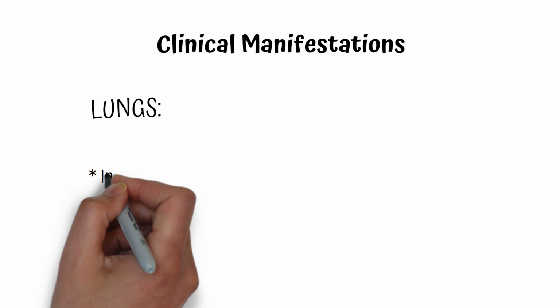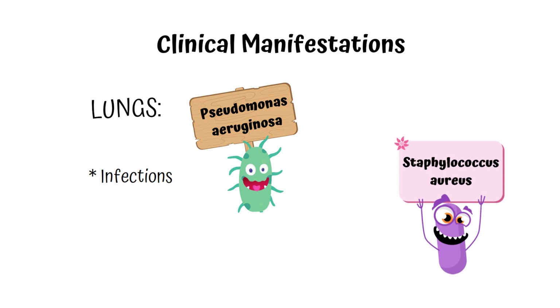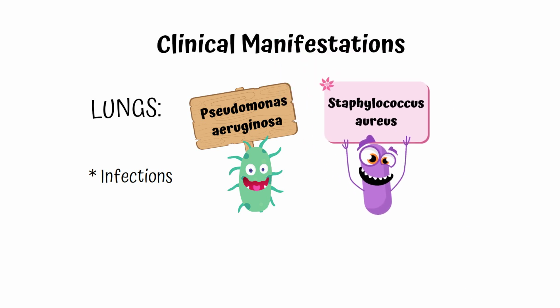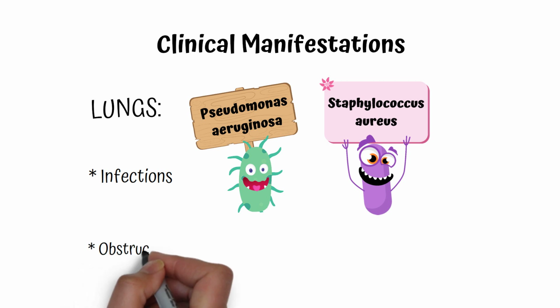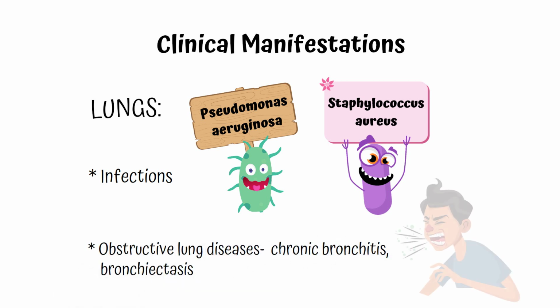Abnormally thick mucus in the lungs will lead to recurrent lung infections, especially with the organisms Pseudomonas aeruginosa and Staphylococcus aureus, which you must remember for your board exams. It will also lead to obstructive lung diseases such as chronic bronchitis and bronchiectasis in these patients.